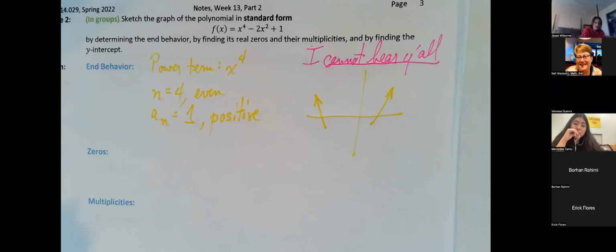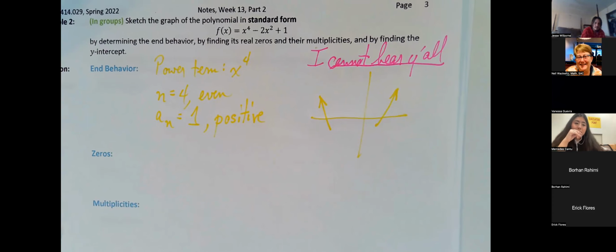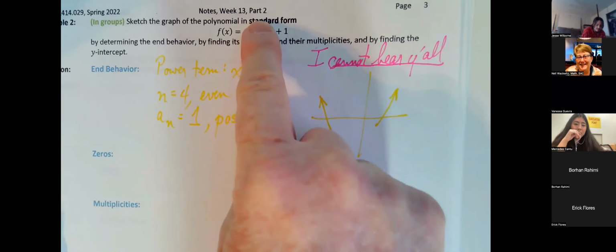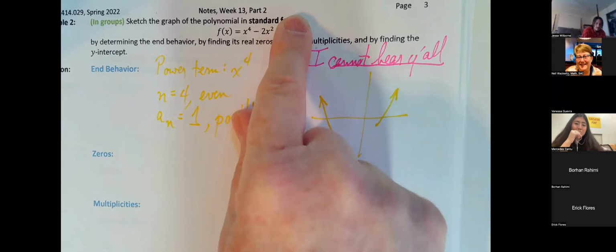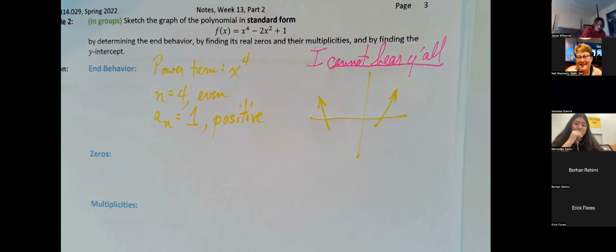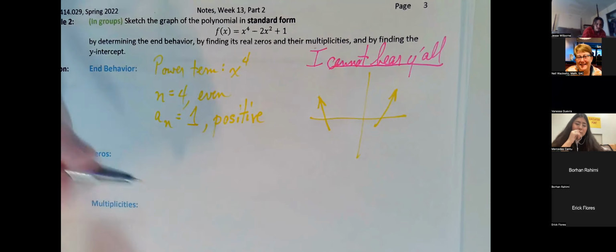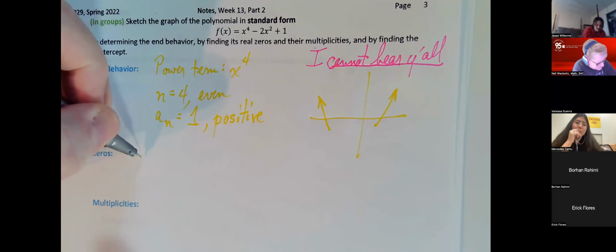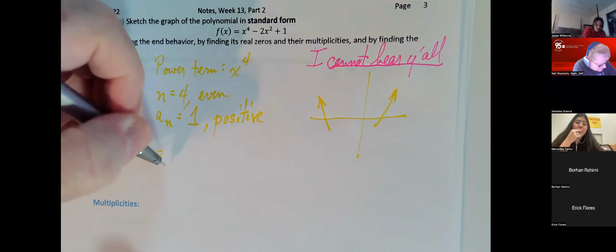How can we find the zeros? What do we have to do if the polynomial is in standard form? What do we have to do to find the zeros? You solve for x. Yes, we're going to factor and solve for x. Good. So we've got 0 equals x to the fourth minus 2x squared plus 1.